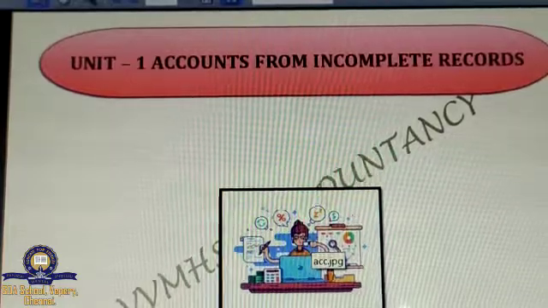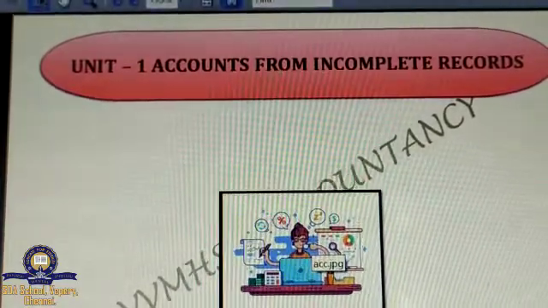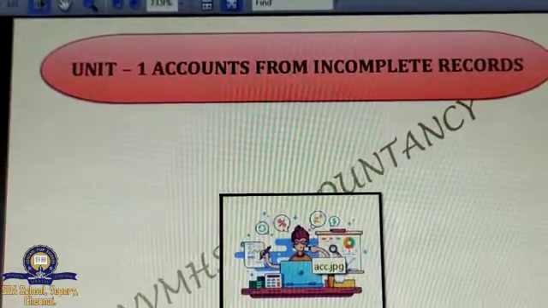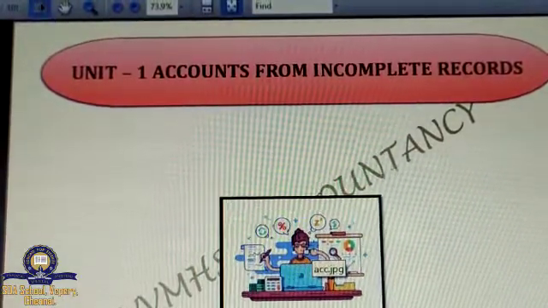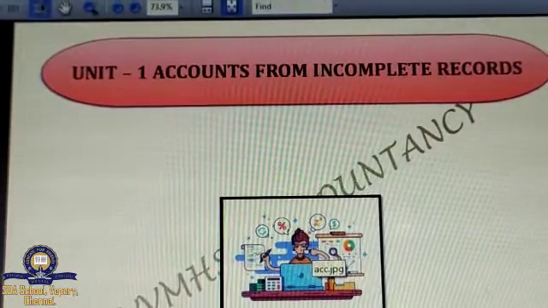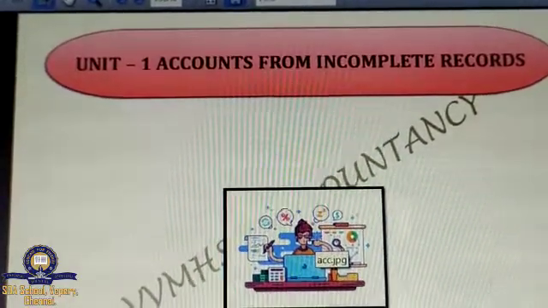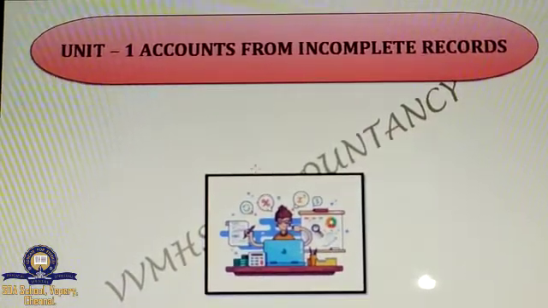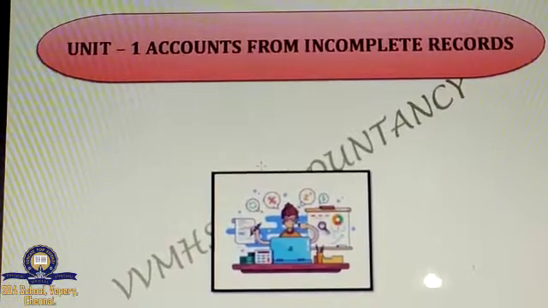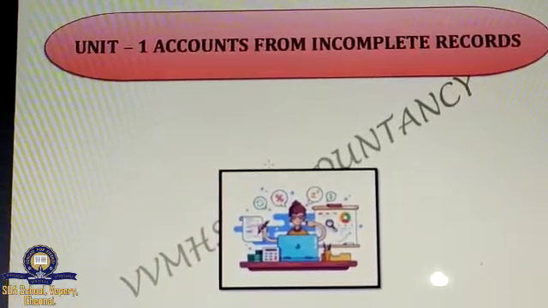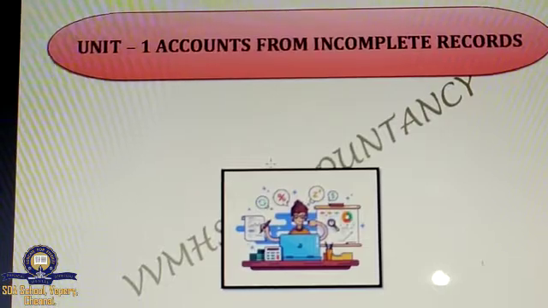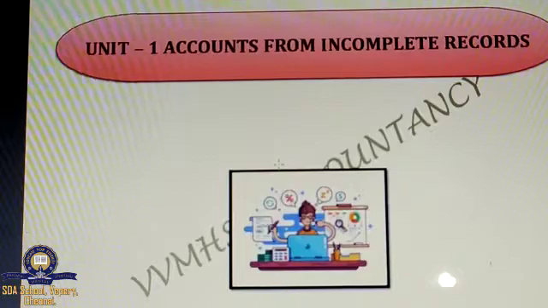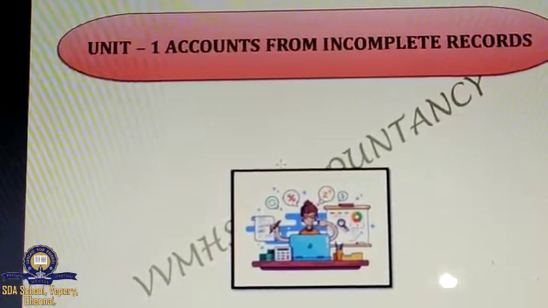Why? Because in the double entry system, each transaction will be recorded twice, whereas in the single entry system, they will record only once. That is the difference between the single entry system and the double entry system. But tax authorities and others will not accept the single entry system. Hence, it is mandatory that an organization following the single entry system should convert the incomplete record to the double entry system.